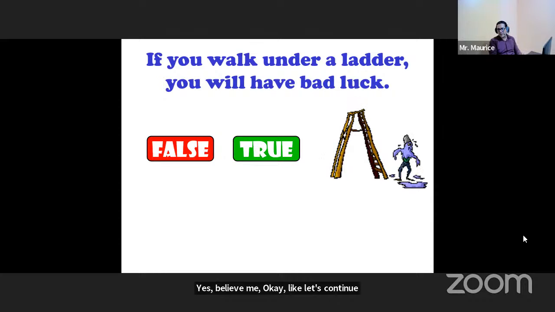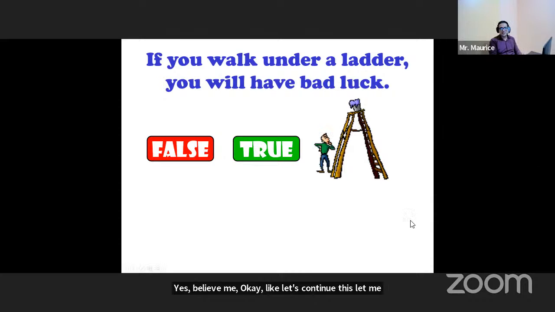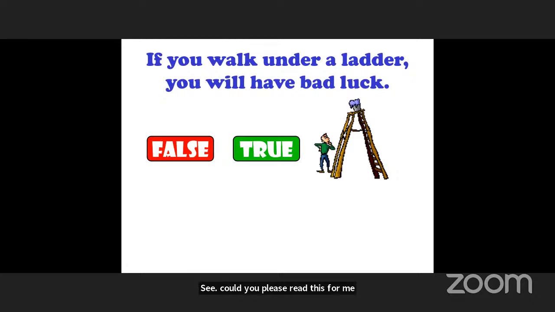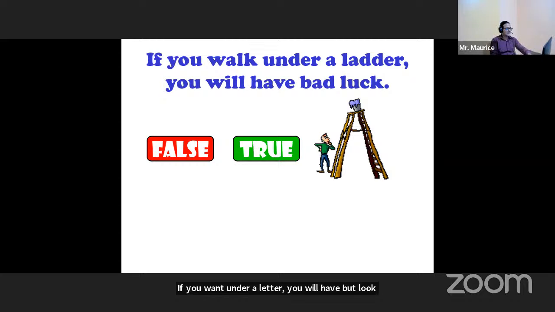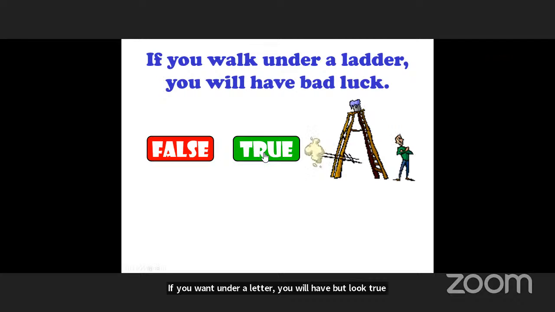Let me see the other students. Mariuxi, could you please read this for me? If you walk under a ladder, you will have bad luck. True or false? True.